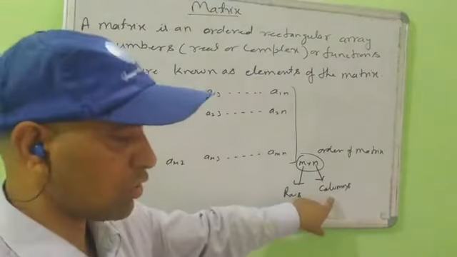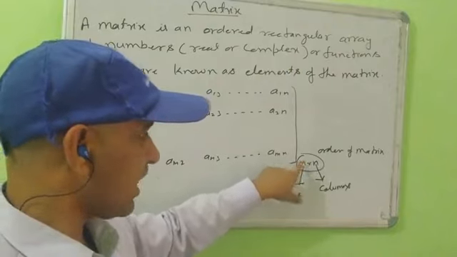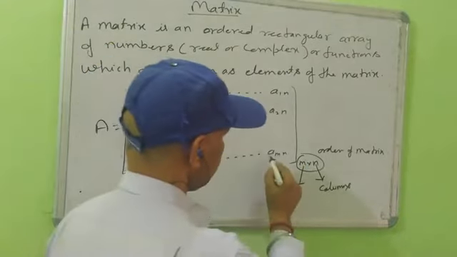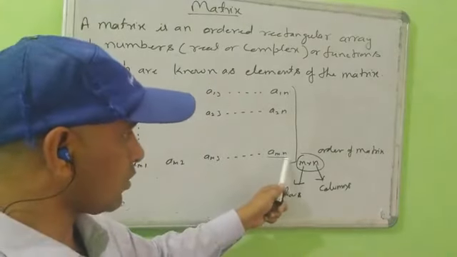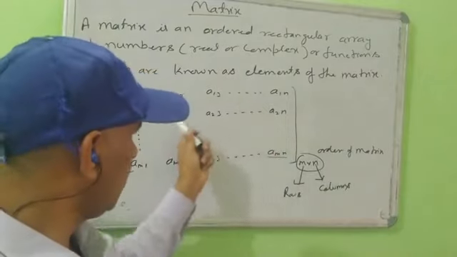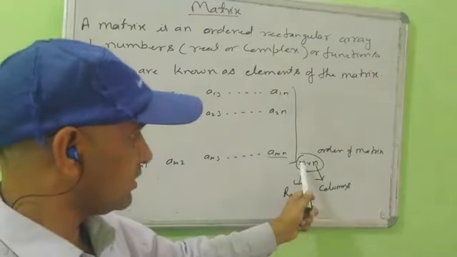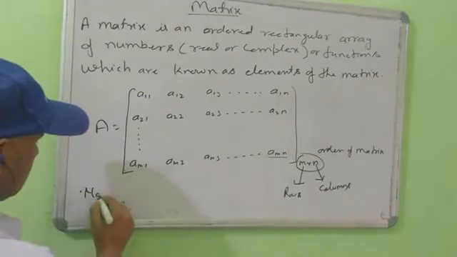N here represents the columns. So what is the order of the matrix? It is m into n. The last element, m into n, means the mth row, nth column. So how many elements does this matrix have? You multiply these, and then you can write the number of elements.